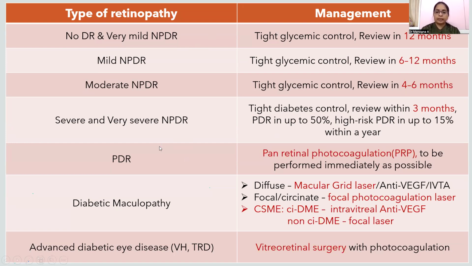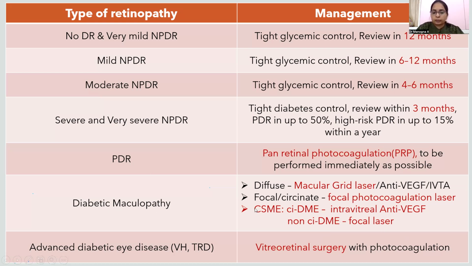The immediate treatment is only necessitated in PDR and diabetic maculopathy. Proliferative diabetic retinopathy, you have to do a PRP, that is pan-retinal photocoagulation, as soon as possible. In patients of diabetic maculopathy, we discussed in the previous slide, there's diffuse maculopathy, focal, and CSME, right? For diffuse maculopathy, you can use a diffuse macular grid laser. For focal maculopathy, focal laser. And for CSME, clinically significant macular edema, for center involving cases, you will use anti-VEGF injections. For non-center involving, again, laser can be used.